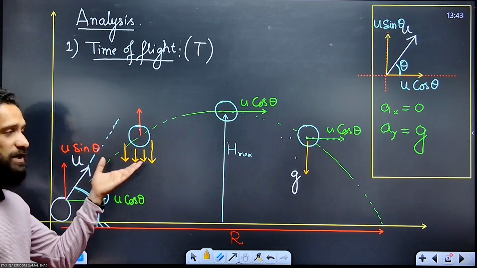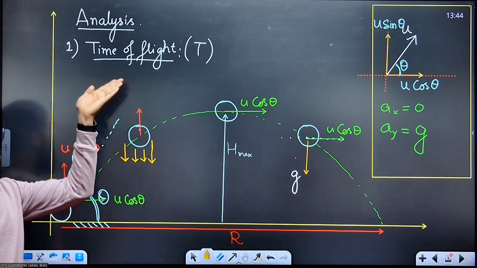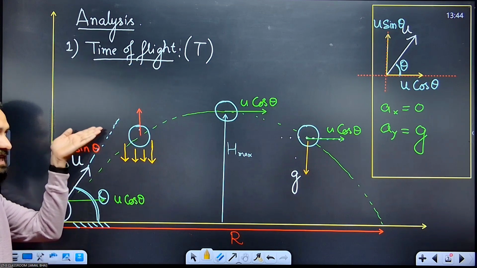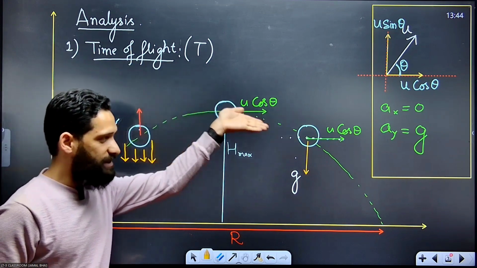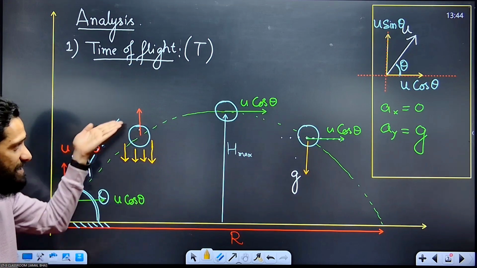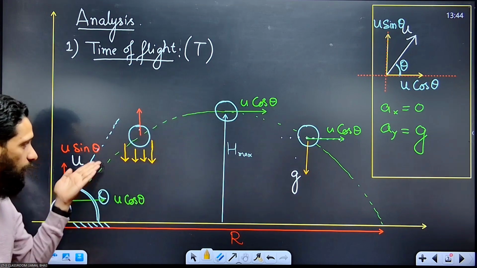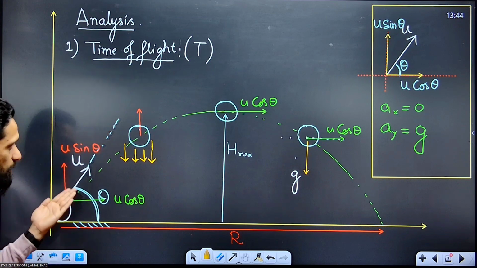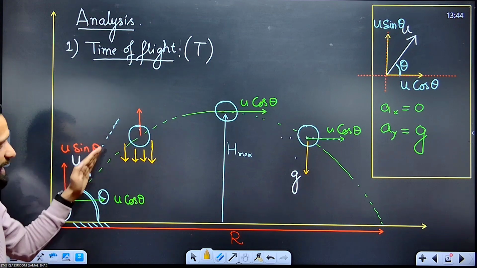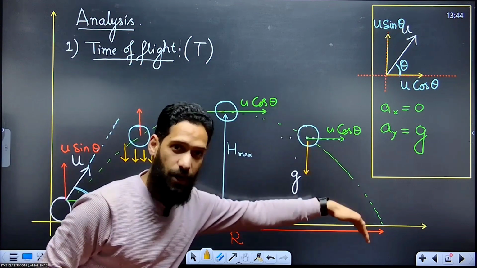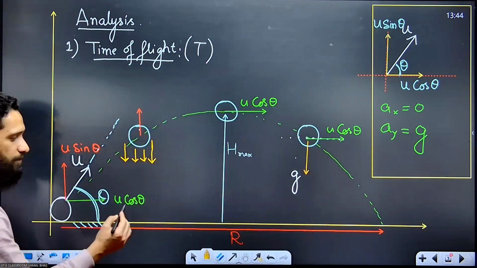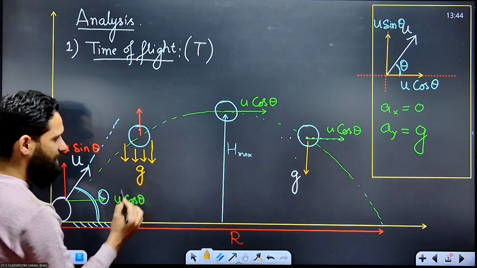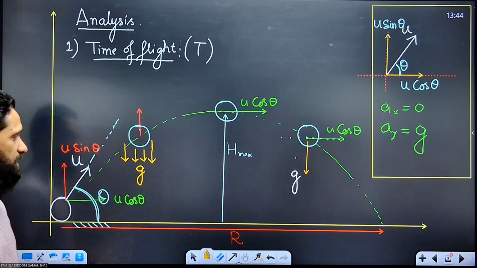So the body will not continue to go upwards. Eventually, it will go upwards, but it will try to fall down towards the earth. That's why this path is followed by the ball. The ball was expected to go like this, but we see the ball is not going linearly like this. It is falling down towards the ground. Why is it falling down towards the ground? Because it is acted on by the gravitational pull of the earth.